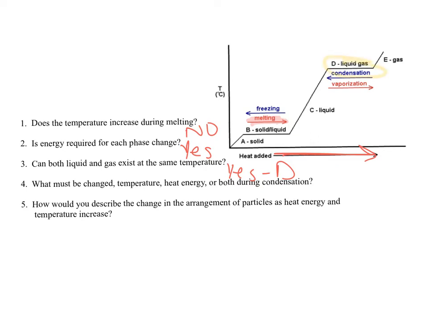And next question, what must be changed: temperature, heat energy, or both during condensation? So first we've got to zone in on condensation. We've got that right here. So what's happening? Well, the heat energy is changing, but the temperature is not. That's a flat line. And last, how would you describe the change in arrangement of particles as heat energy and temperature increase? Well, those particles are going to start moving faster and become further apart.